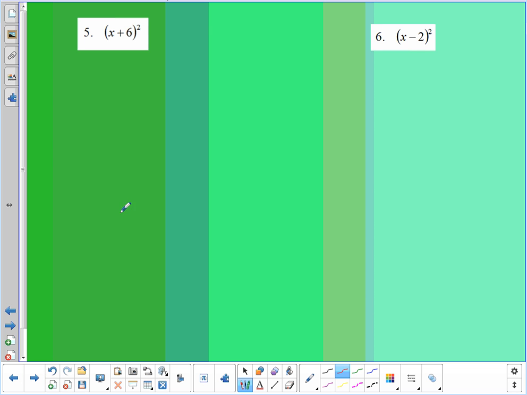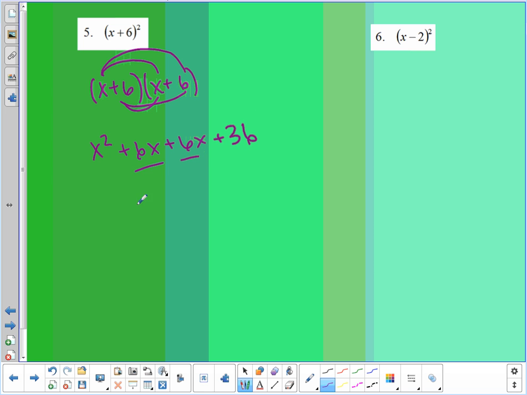So in number 5, I have x plus 6 quantity squared. So when I multiply this, I end up with x plus 6 times itself, x plus 6. And that gives me, if I FOIL these, first times first is x squared. Outsides is going to be 6x. Insides, 6x. And last, 6 times 6 is 36. Here are my like terms, x squared plus 12x plus 36. Okay, so that is my actual answer.